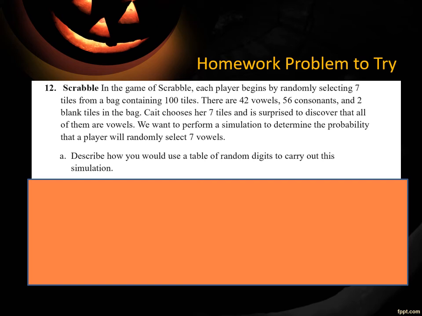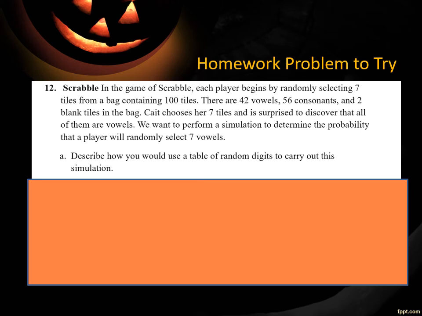Okay, if I were doing this, because I don't want to go into 3 digits, I'm going to make sure that I'm using 2 digits each time. So I would say that I'm going to have 01 to 42 represent the vowels. I'm going to say that 43 to 99 are going to represent the consonants, and then 99 and 00, see what I did there, are going to represent the blank tiles.